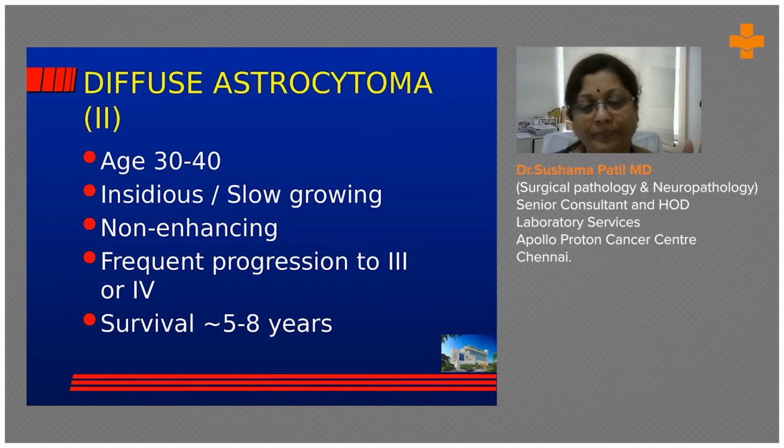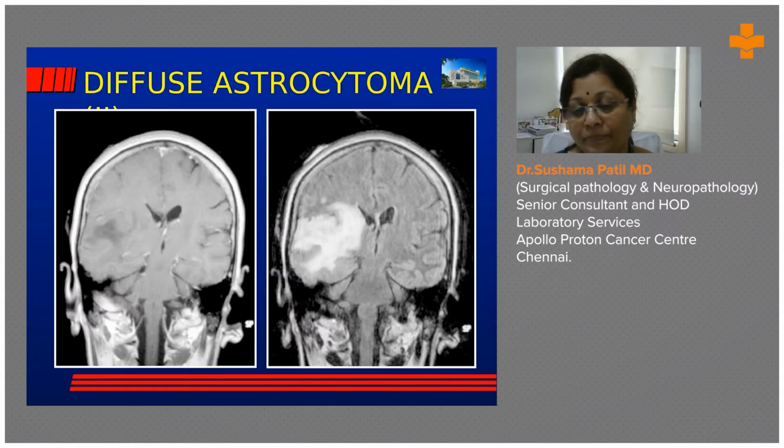Okay. So what do we do? Diffuse astrocytomas occur in young age. Headache is the most common symptom. They are insidious, slow growing. Seizure is the last symptom; when it infiltrates into the brain, you start seeing it. So seizure is the later symptom. Headache is the first symptom in diffuse astrocytoma.